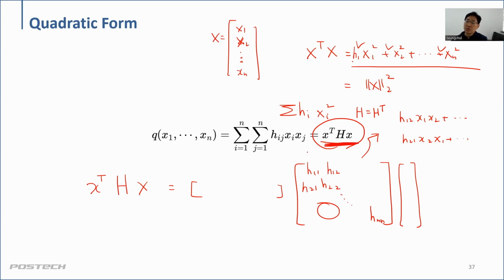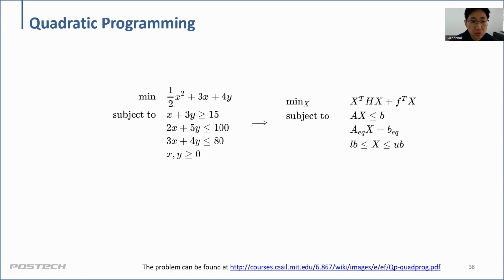Conceptually, it's pretty much the same as this kind of thing in polynomials in scalar form. So quadratic programming is when we have quadratic functions in the objective function, but here with linear inequalities.